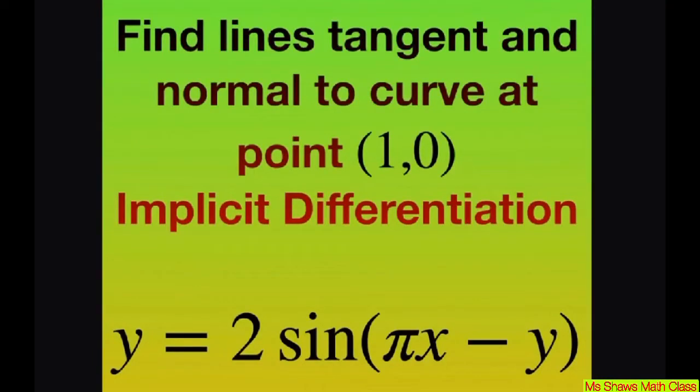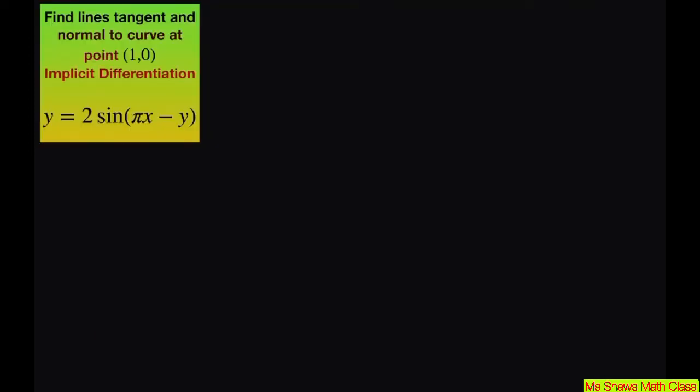One, we're going to find lines tangent and normal to the curve at point (1, 0). We're using implicit differentiation. We have y equals 2 sine of (pi x minus y). So let's differentiate the left-hand side. That's just going to be the derivative of y with respect to x. Now using the chain rule, we're going to differentiate this whole thing.